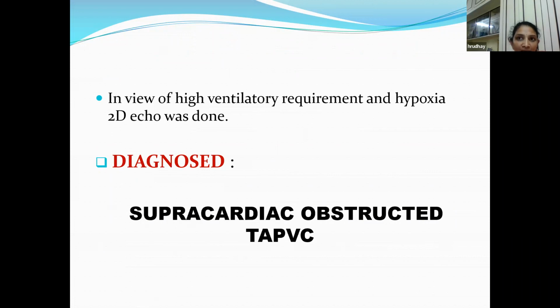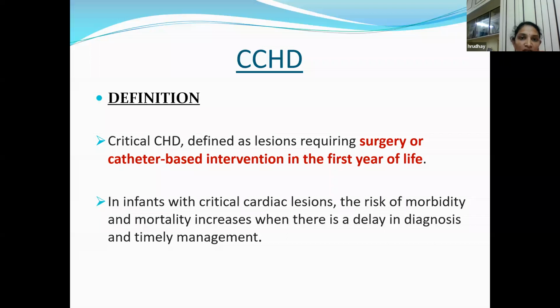Why have I taken the topic specific to critical congenital heart disease? First of all, what is critical congenital heart disease? It is defined as lesions requiring surgery or a catheter-based intervention in the first year of life. So what is the use of it? If we make an early diagnosis and give timely management, the risk of morbidity and mortality is greatly decreased. Almost 60 to 70% of morbidity and mortality is decreased if early diagnosis and timely management are done for critical congenital heart disease.